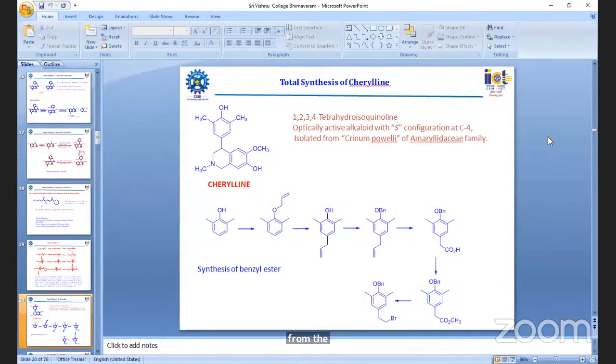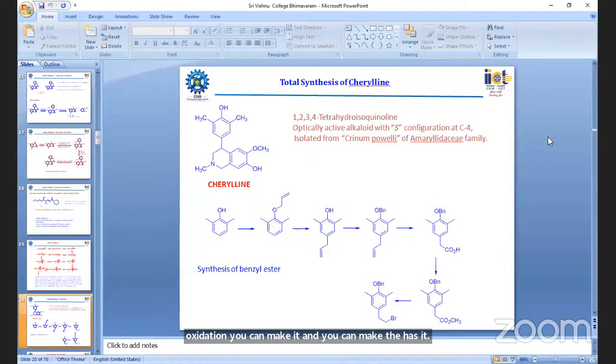How is it prepared? So there are 2 fragments. You can make it into 2 fragments. One is the hydroxy compound. The other one is a compound having the benzene with hydroxy methoxy groups. For that, you can choose a simple compound like dimethyl phenol. The phenol can be converted to the allyl ether. Then allyl ether upon rearrangement, so Claisen rearrangement, you can make the transformation from O-allyl to C-allyl. Then hydroxy was converted to the benzyl ether, and olefin is converted to acid.